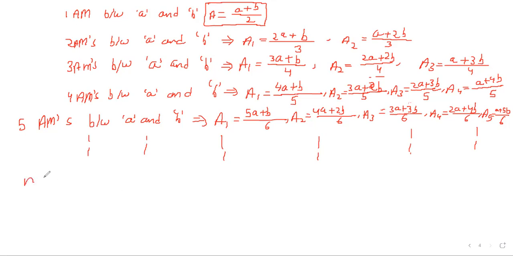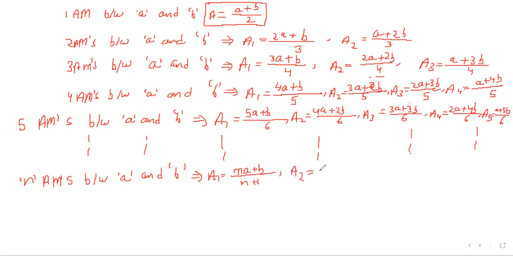And if we have to find n AMs between A and B, what could it be? Do you know? Clearly, when we have obtained 2 AMs, it starts with 2. When we have obtained 3, it starts with 3. When 4, it starts with 4. When 5, it starts with 5. So when n, it will start with n. So A1 is (nA plus B) over (n plus 1).